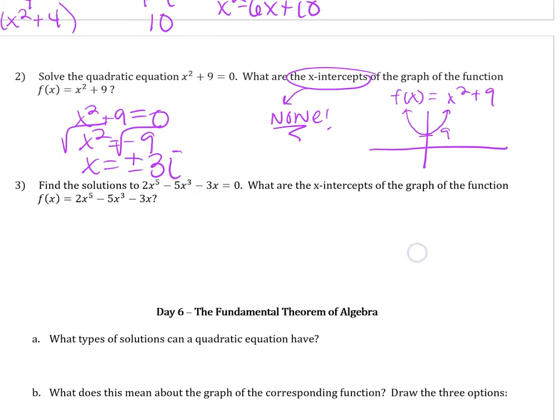All right, last question. Find the solutions to that fifth degree polynomial. What are the x-intercepts of the graph of the function? Okay, so first thing I'm noticing here is that I have a GCF of x that I can pull out.